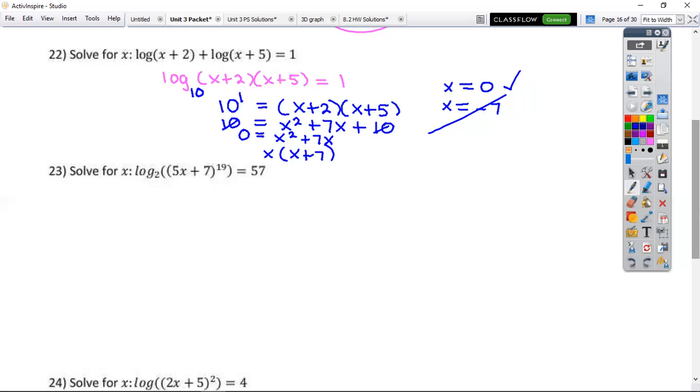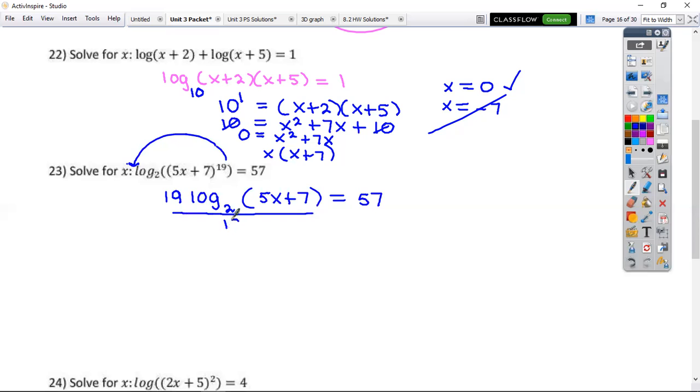So 23, when you have an exponent, you want to immediately take this power down in front. I'm left with 19 log base 2 of 5x plus 7 is equal to 57. Just like you did, again, first day of this unit, you want to try to isolate. So I'm going to divide by the 19 and go from there, because I believe this is even. 57 divided by 19. 3. It is. So we get the log base 2 of 5x plus 7 is equal to 3.